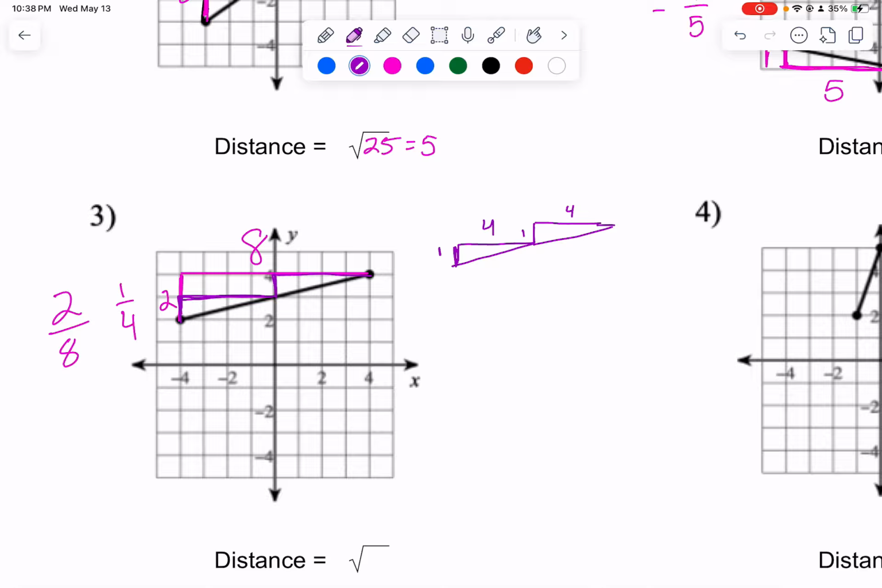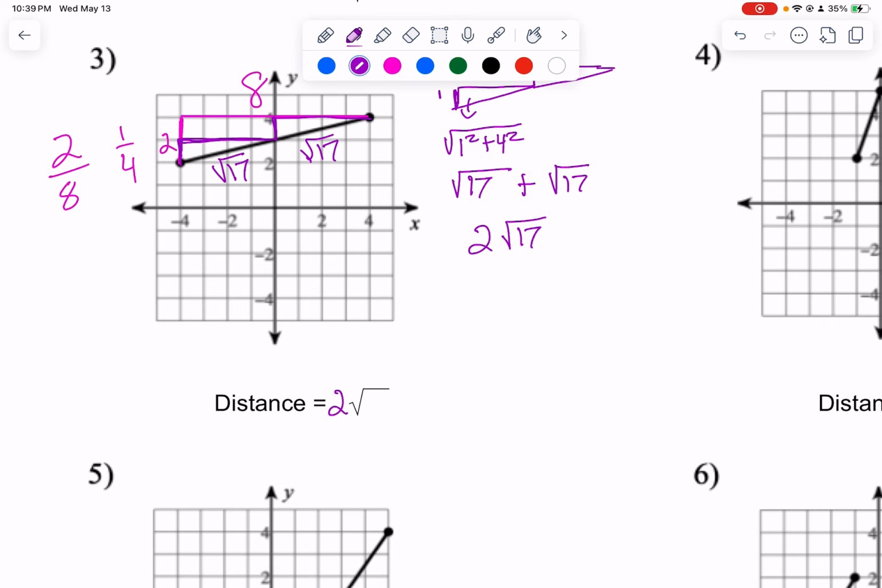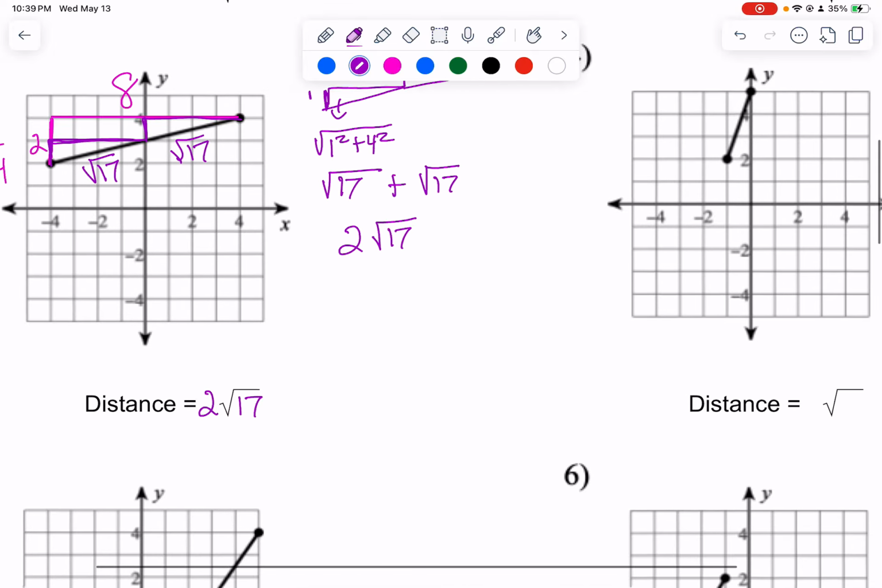And that gets me the same length there. Well, for one of these, that would have been the square root of 1 squared plus 4 squared, or square root of 17. But I have 2 of them, so I'd have square root of 17 plus another square root of 17, or the simpler way to think of it is I have 2 of them. That makes 2 times the square root of 17, because I have 2 of them.